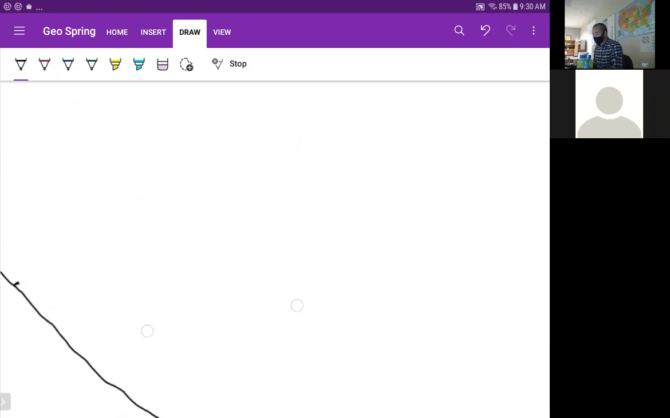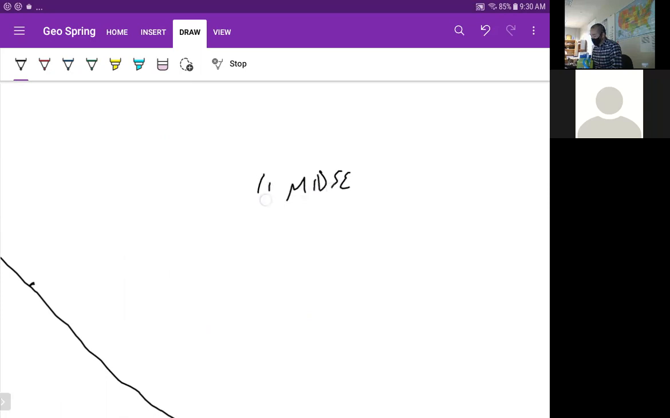There's three things we're going to be looking at with these trapezoids. One is the mid-segment theorem. Then we're also going to be looking at angles. We're also going to be looking at diagonals.